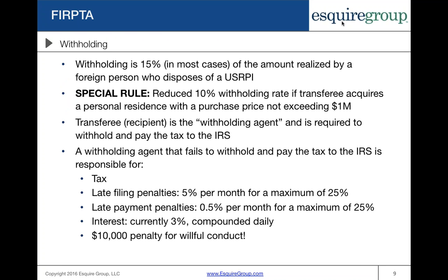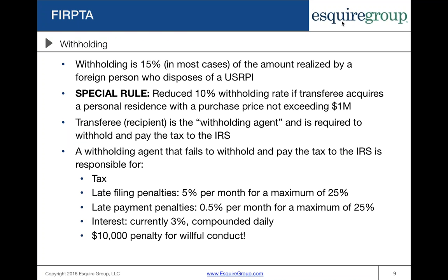So now let's talk about the withholding. Going back to the earlier sentence, FIRPTA applies to the amount realized when a foreign person disposes of a U.S. real property interest. So now we've talked about what a foreign person is, we've talked about what a disposition is, we've talked about what a U.S. real property interest is, and we've talked about what the amount realized is. So now let's talk about what the withholding is.